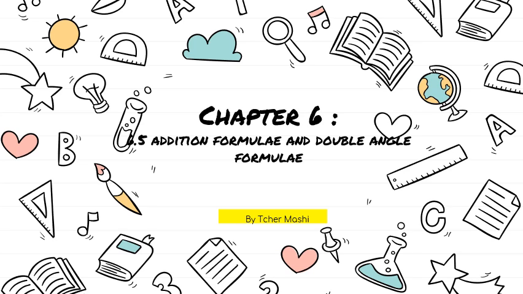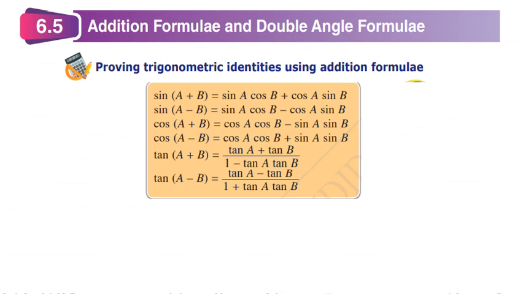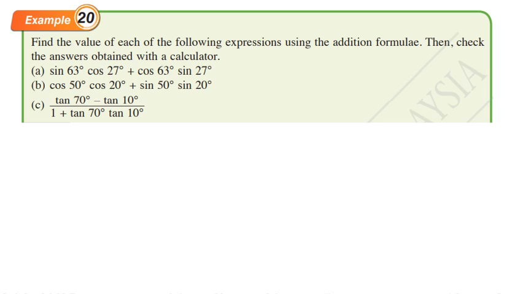Okay, today teacher will continue with 6.5 addition formula and double angle formula for chapter 6 trigonometric functions. Okay, let's start. For 6.5, this is the formula that we give to you during the exam. So no need to remember all the formulas, because we will give them to you. Okay, so this is the formula. So we go for an example.